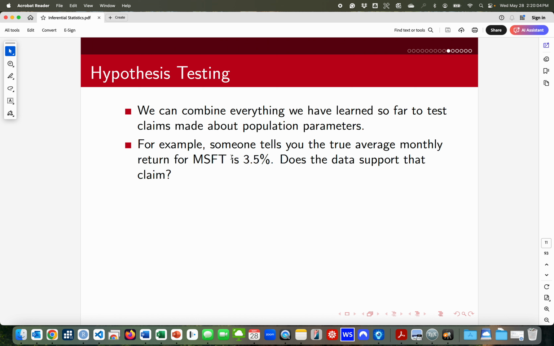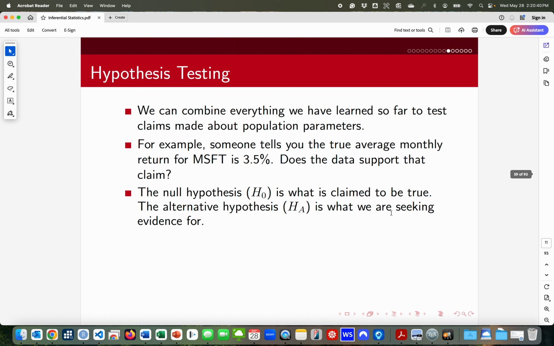So if someone makes a claim, we're going to believe them at first. So we'll say, okay, the true mean is 3.5%. Does the data suggest it's actually something else? If the data supports the claim that they're making, we will fail to reject their claim. If the data does not support their claim, we will reject the claim. So that's the big idea behind hypothesis testing. Someone makes a claim, you see if that claim is consistent with the data. If it's consistent with the data, we fail to reject their claim. If it's not consistent with what we observe in the data, we can reject their claim.